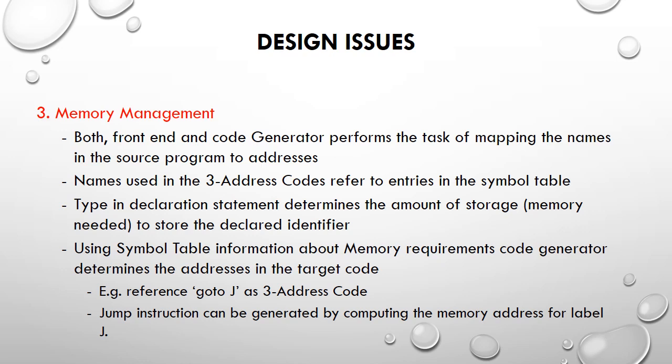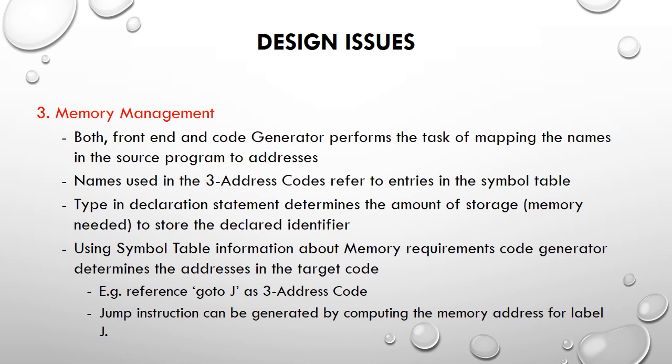Both the front end and the code generator perform the task of mapping the names in the source program to addresses. There are certain names written in the program and they should be allocated some addresses. Names used in 3 address codes refer to entries in the symbol table. For example, if I have written x = y + z, the names x, y and z should all appear in the symbol table.